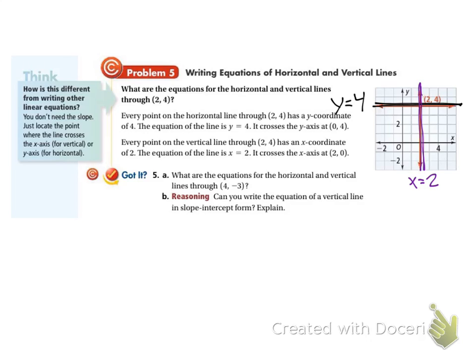And then if you're just given a point, so in our got it problem down here, we're given 4 and -3. And they want to know what are the horizontal and vertical lines. So I'm going to have one that's x equals and one that's y equals.